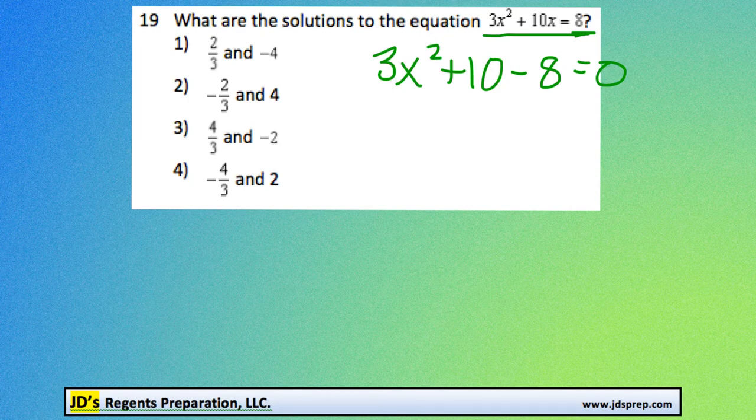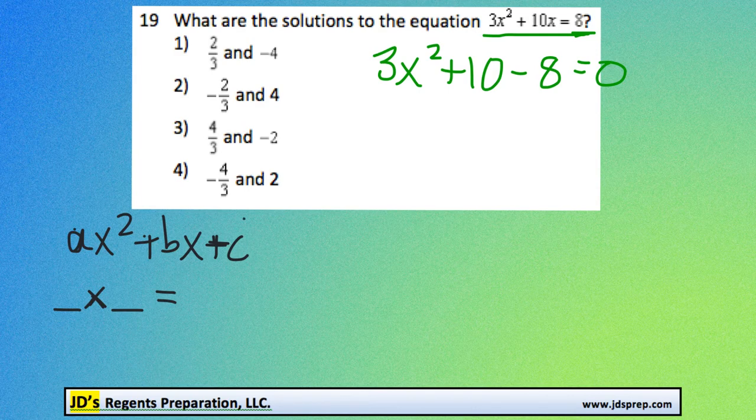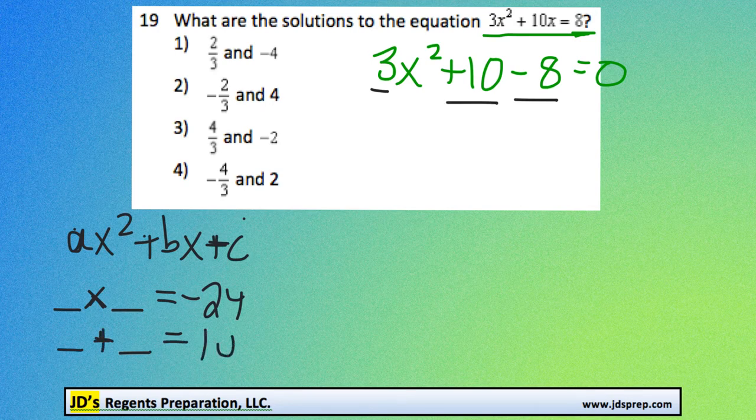In order to do that, we need to find two numbers. This is in the format of ax squared plus bx plus c. In order to factor a polynomial like this, we need to find two numbers that multiply to get us a times c, which in this case is 3 times negative 8, which is negative 24. And the same two numbers, when added, give us the b value, in this case, positive 10.